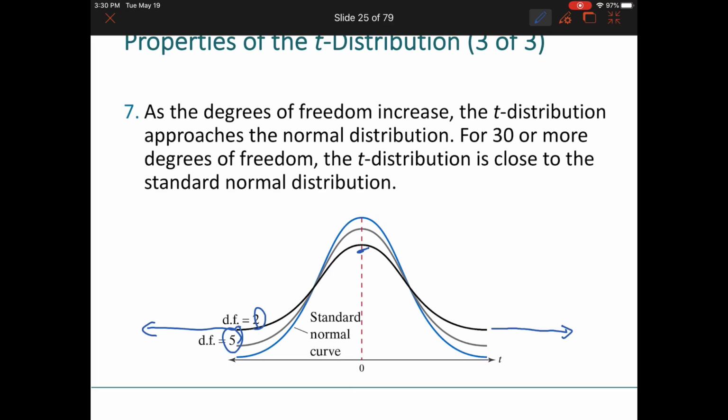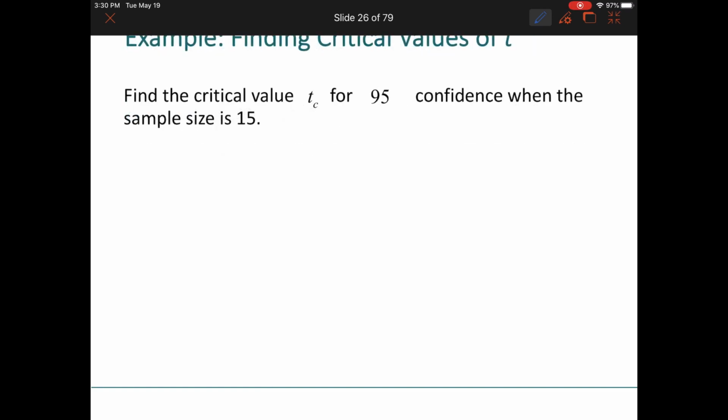But t does come along in certain cases, especially if you don't know sigma, which the current way of thinking is that sigma is often unknown, so t has become much more popular than when I first started teaching statistics. I've seen procedures change in the time that I've been teaching stats.